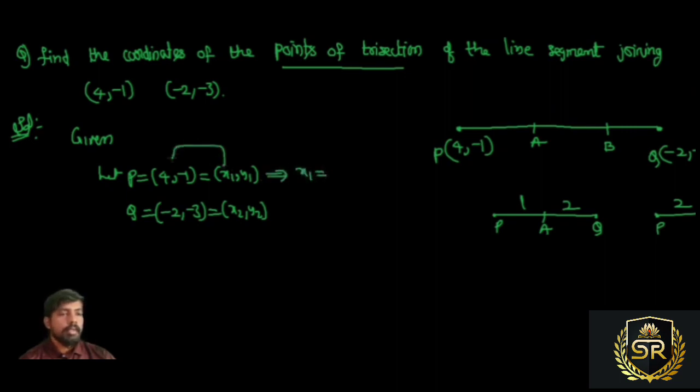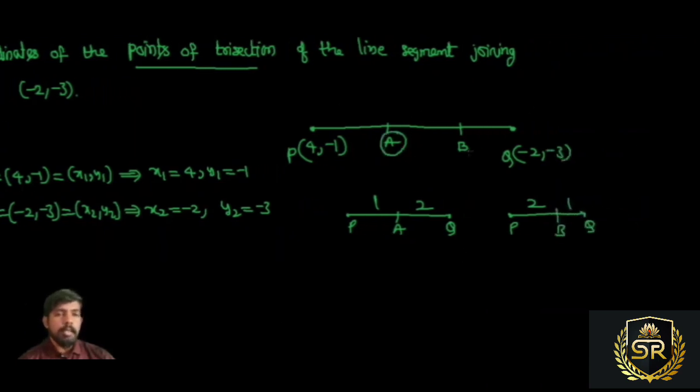So x1 value is 4, y1 value is -1. Similarly, x2 value is -2, y2 value is -3. So we got x1, y1, x2, y2. Next we will find the first point. Actually we are supposed to find both A and B, but we are dividing this figure into two parts. Trisection means A and B divide PQ. A divides in 1:2 ratio, B divides in 2:1 ratio. Combined together, this is the figure.